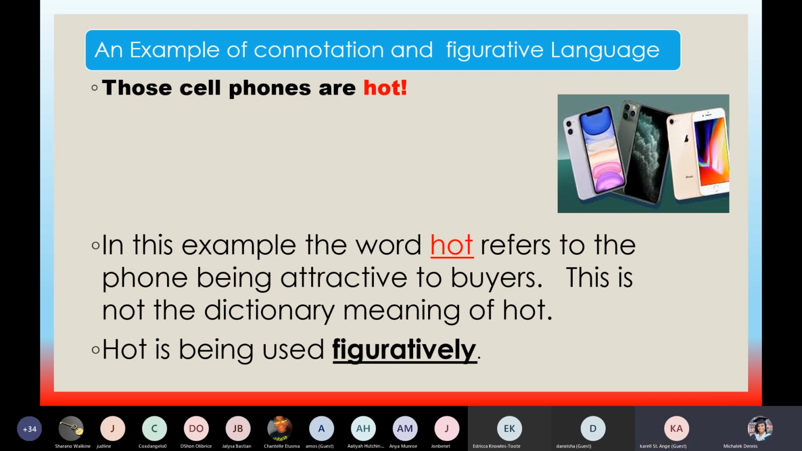Now, what is the latest phone? What iPhone would we call hot right now? What's the hottest iPhone on the block? iPhone 12. So you would refer to the iPhone 12 as hot. All right, good job. All right, so hot is being used figuratively.